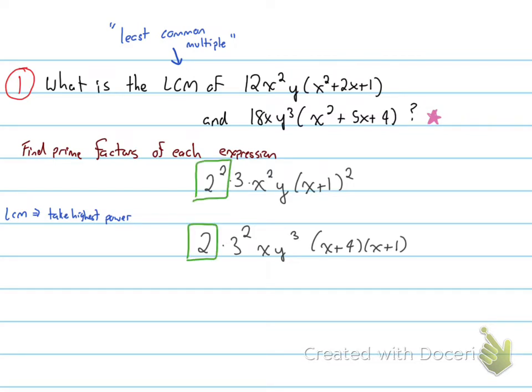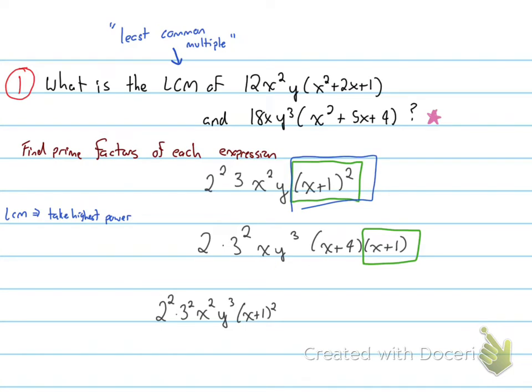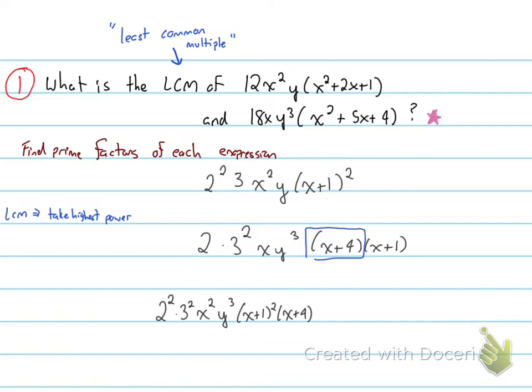So between 2 and 2 squared, 2 squared wins. So my LCM would be 2 squared times 3 squared times x squared times y cubed times x plus 1 squared. And x plus 4 wins by default because I don't see it in the other expression. So this would be the LCM between those two expressions. Last thing I could do to simplify here is combine the constants. 2 squared is 4, 3 squared is 9. 9 times 4 gives me 36. So this would be the least common multiple between those expressions.